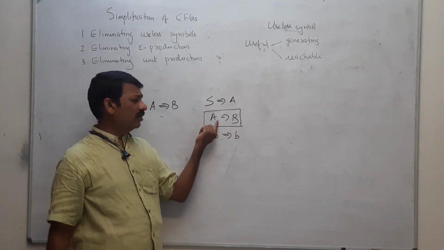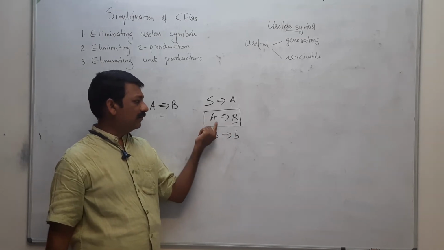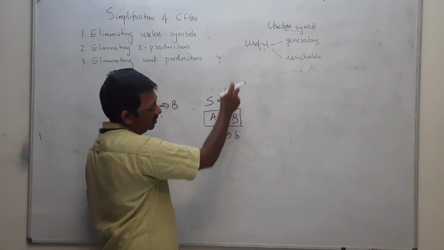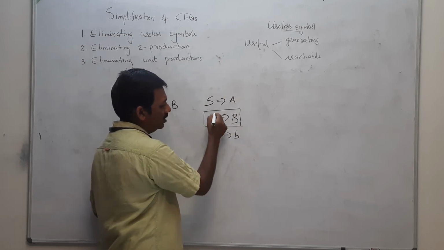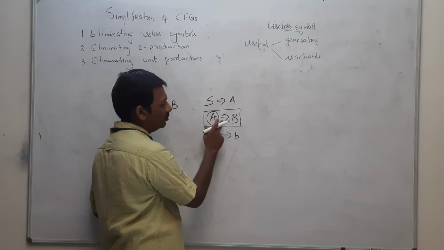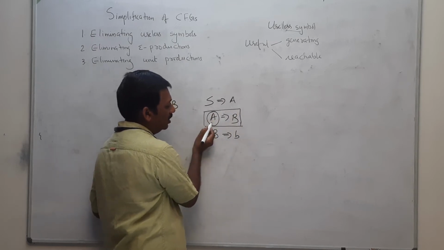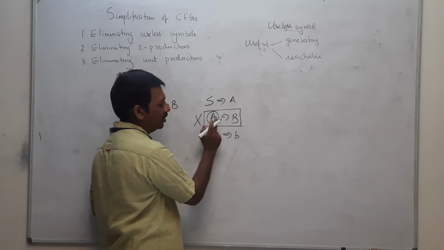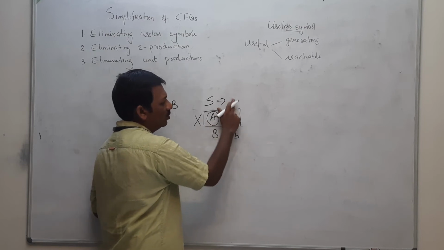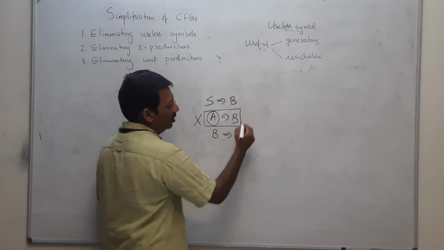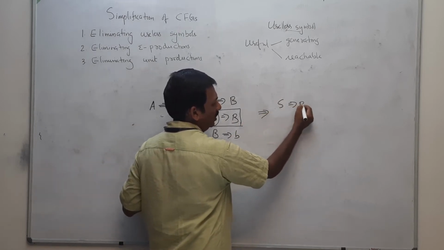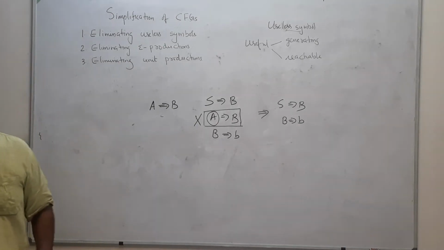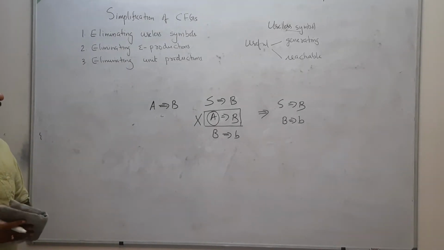And now if you want to eliminate this, what you can do is, see the left hand side of the production A, and now you have to search on the right hand sides of all the productions, and wherever there are A's, you have to replace that with B. That means here you are going to eliminate A derives B, and the left hand side of this is A, and you have to replace that with B. Once you have eliminated this, it is equivalent to S derives B and B derives b. Okay, this is the way you can eliminate unit productions.